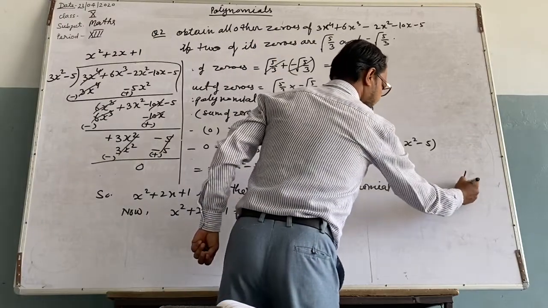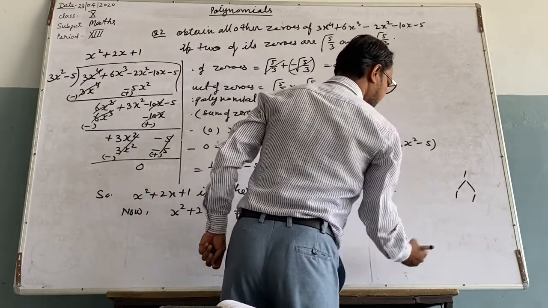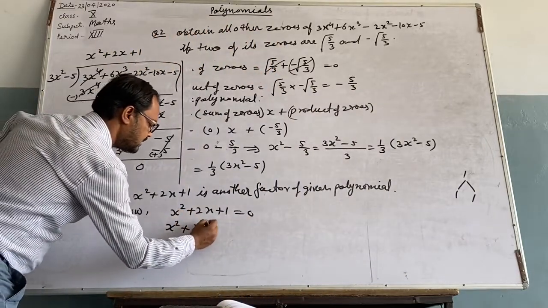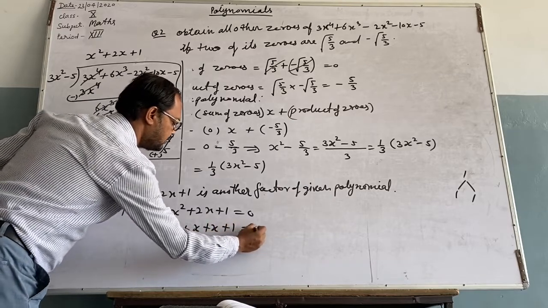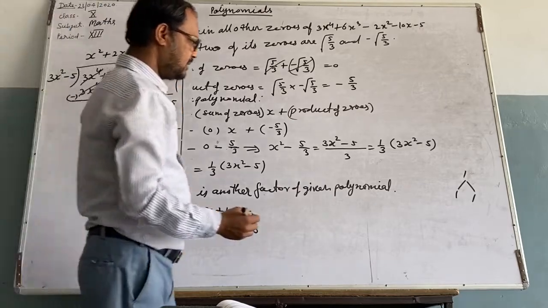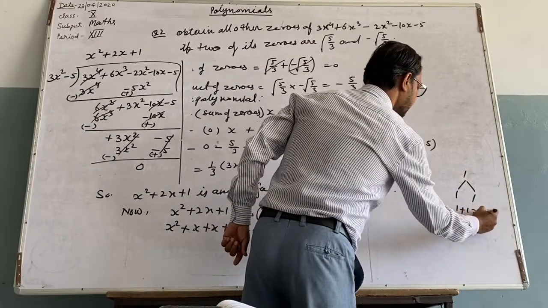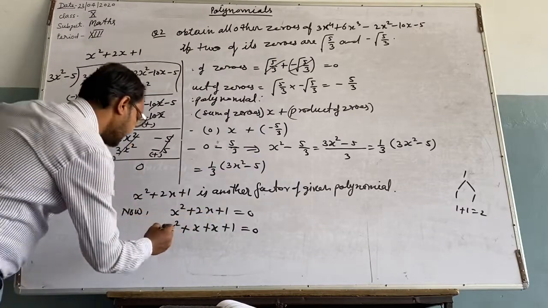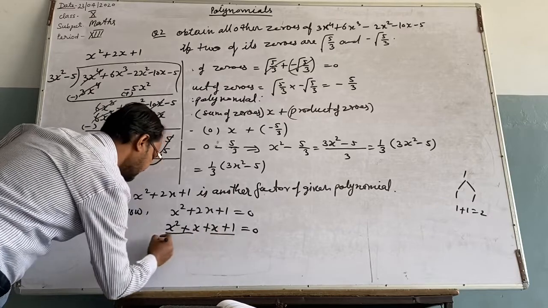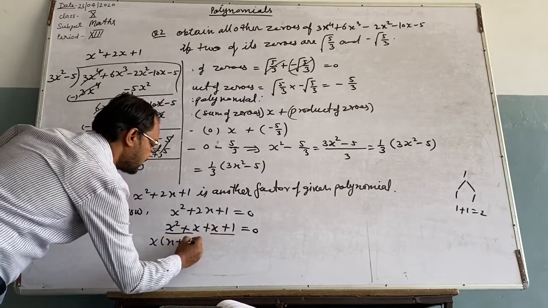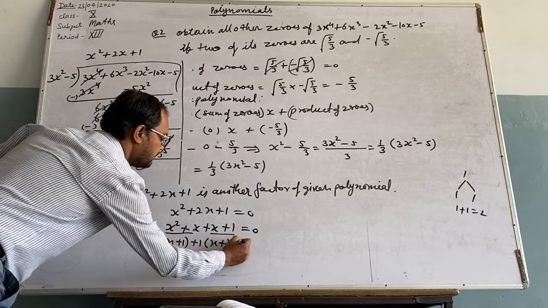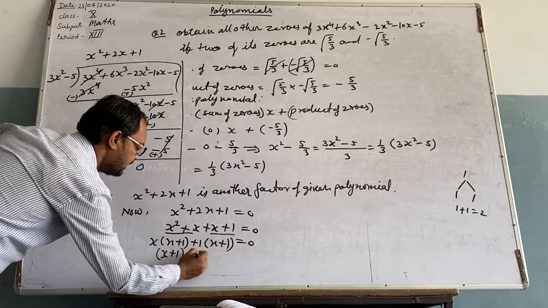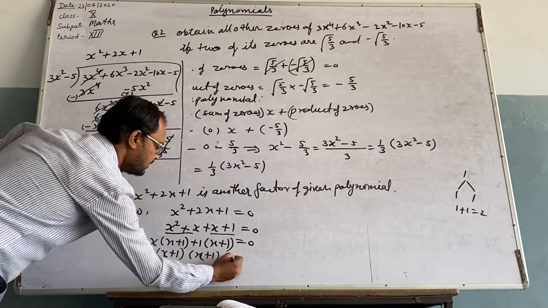Now like this, factors 1 into 1, and 1 plus 1 gets 2. So this can be written as x square plus x plus x plus 1 equal to 0. Here 1 plus 1 gets 2, so 2x can be written as two terms, x plus x. Now taking x common, we'll get x into x plus 1 and 1 into x plus 1 equal to 0. Now again you factorize it, x plus 1 and x plus 1 equal to 0.